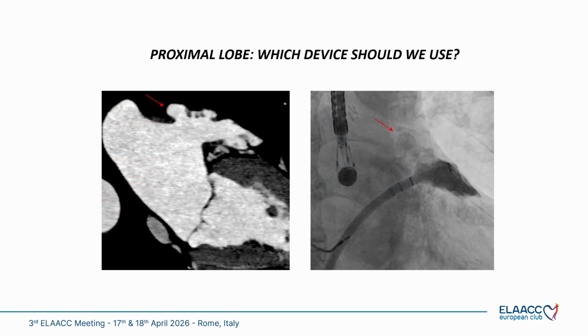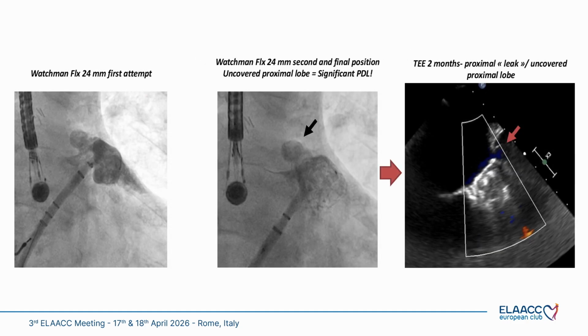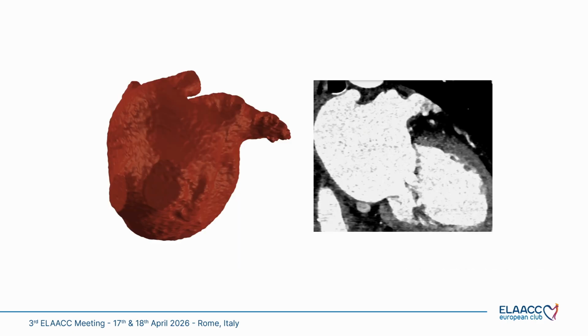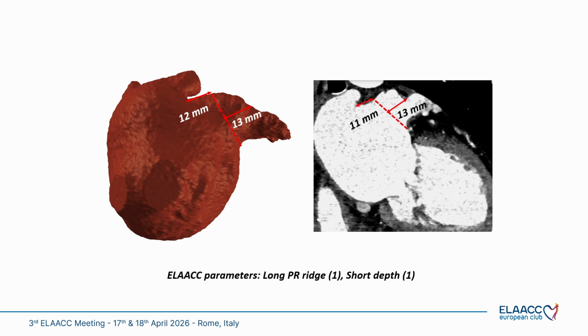Just give very quickly some examples. A case, for example, with the proximal lobe, when we decided to implant the Watchman. In this case, despite repositioning of the device, you can see that the proximal lobe was not covered by this specific device here. In another case, you can see combining many of those parameters, so short depth. You can see that also a long Coumadin ridge.